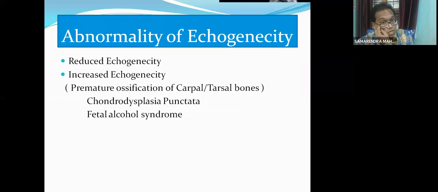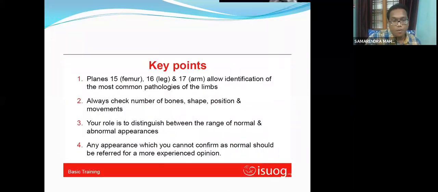Now come to echogenicity. In case of skeletal abnormality, in most cases there is reduced echogenicity, and in some cases increased echogenicity is also found, where premature ossification of the carpal and tarsal bones occurs, like chondrodysplasia punctata and fetal alcohol syndrome. So the key point is that we have to identify and examine the planes 15, 16, and 17 for pathologies of the limb. Always check the bones for shape, position and movement.